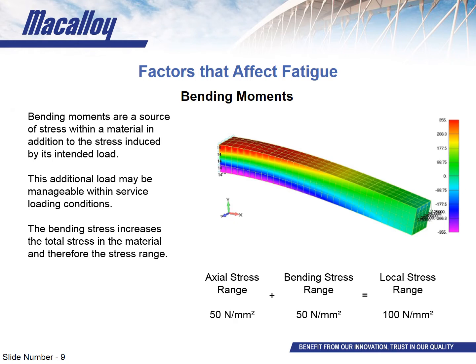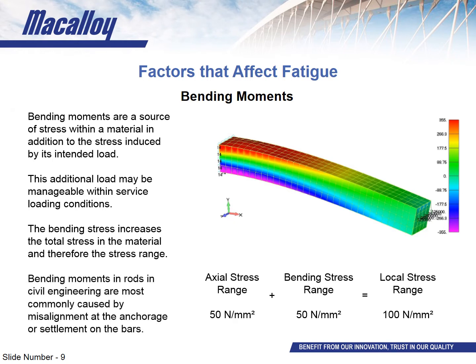than if the bending moment wasn't present. Typically for rods in civil engineering settings, such a bending moment is caused by the fittings at the anchorage being misaligned and that angle being taken up by the more flexible bar, or perhaps any horizontal force being imparted on the bar by settlement of earth, ground, or concrete.